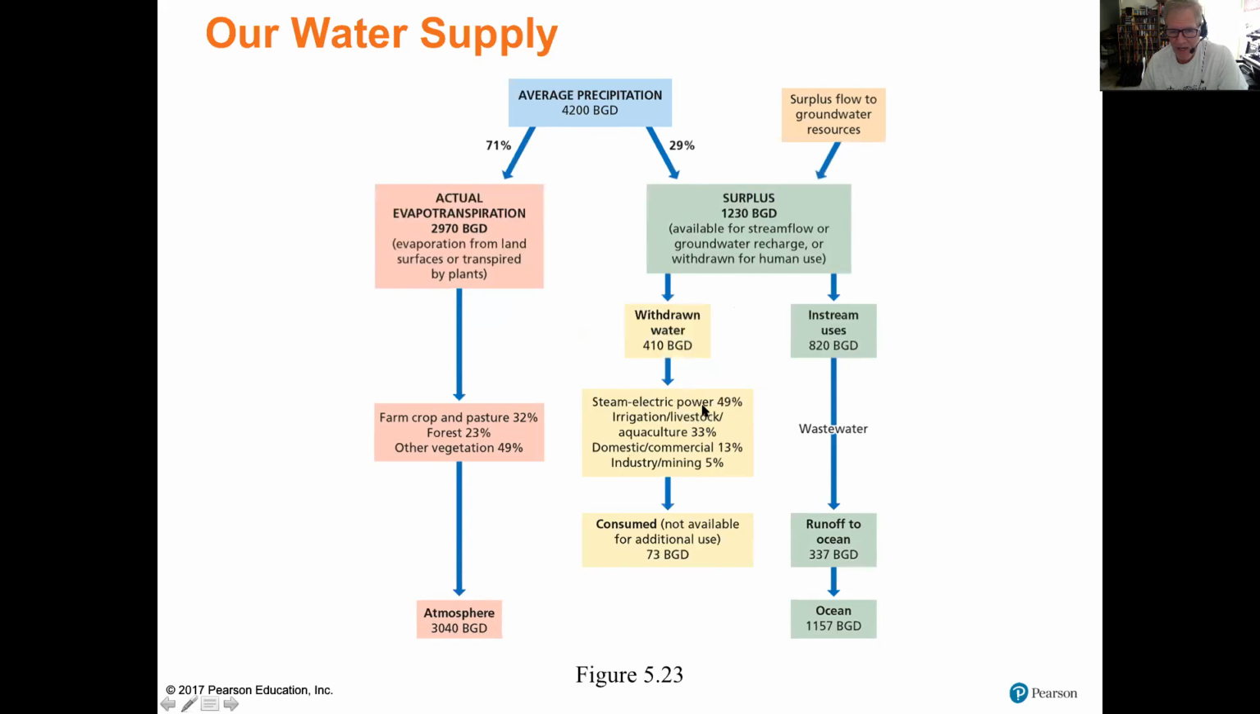Generation of power is very high, then irrigation, domestic commercial use, industry and mining, and then what's consumed, meaning that it's not available for additional use. In-stream uses, wastewater, runoff to ocean, and then all this goes back into the ocean. And if you add it all together, it kind of equals that again. So out of the precipitation, what we use is a very small amount. It's just this. Out of all that, humans use a very, very small percentage.